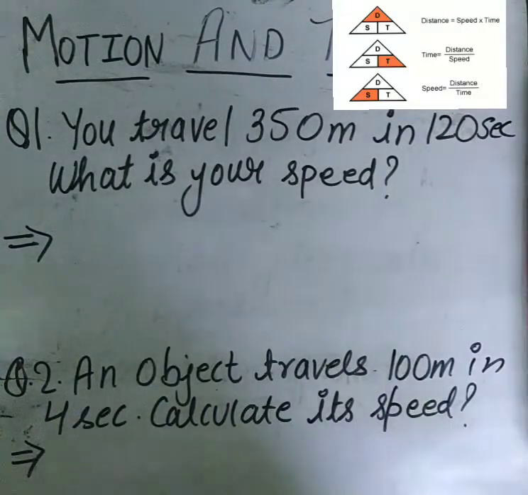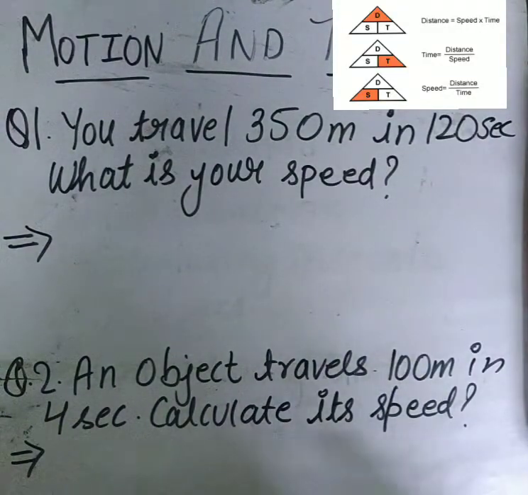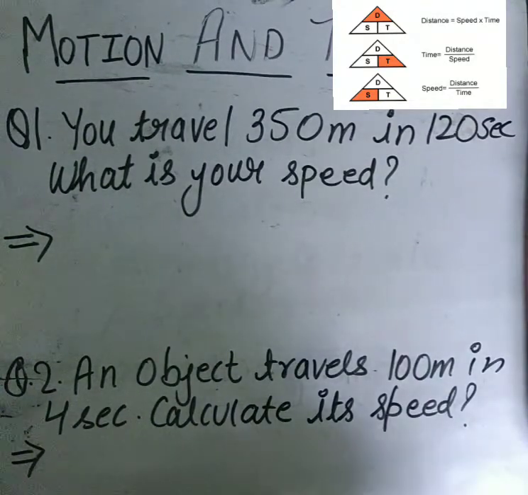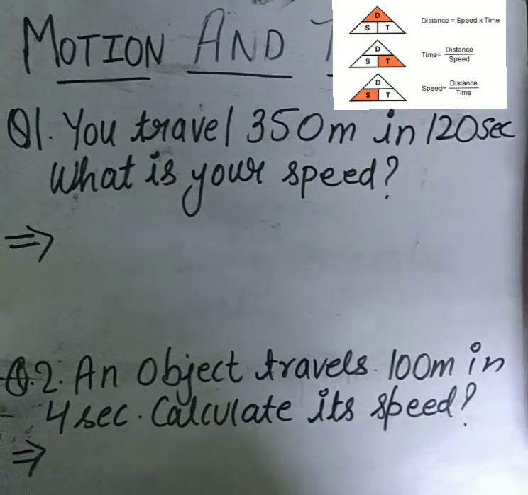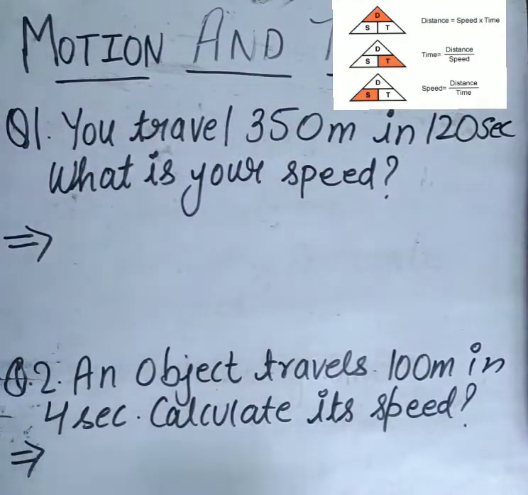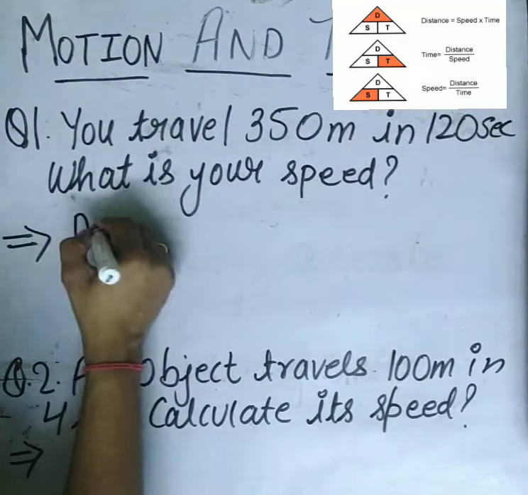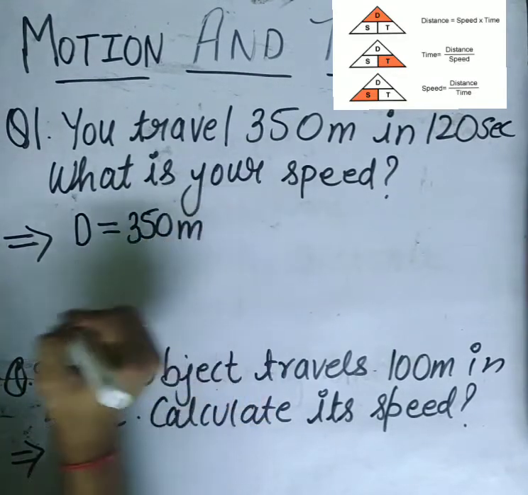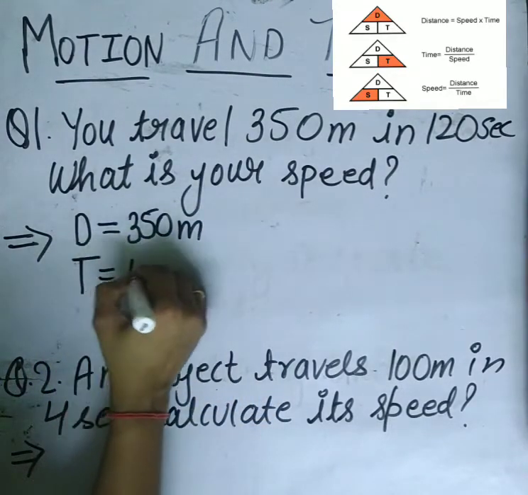We are starting straight away with some simple questions. The first one says that you travel 350 meters in 120 seconds. So what is your speed? Whenever you get a numerical, either in your maths or in your science, first of all we should write down what all things are given in this question. The first thing given to us is distance, which is equal to 350 meters. Then the next thing given is time, which is equal to 120 seconds.